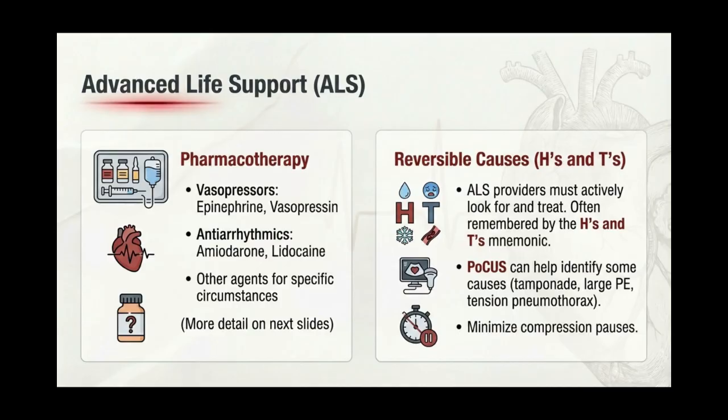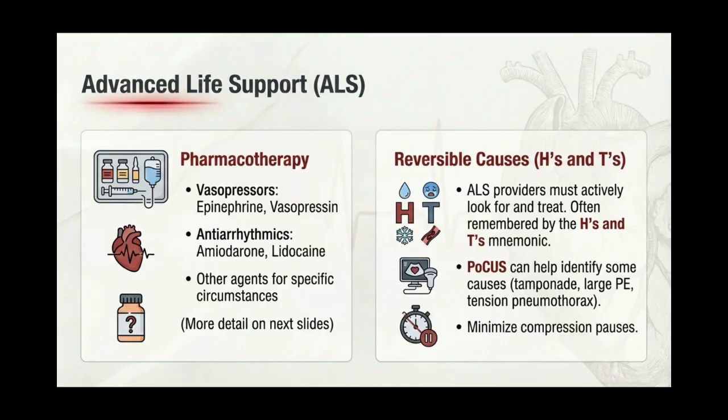It is essential for advanced life support providers to identify and treat reversible causes of cardiac arrest actively. This process is often remembered by the mnemonic H's and T's, which includes conditions such as hypovolemia, hypoxia, acidosis, hydrogen ion, hypo or hyperkalemia, hypothermia, as well as tension pneumothorax, cardiac tamponade, toxins, and both pulmonary and coronary thrombosis.